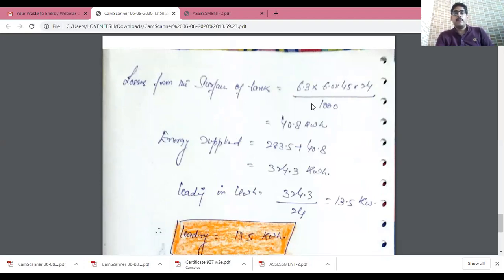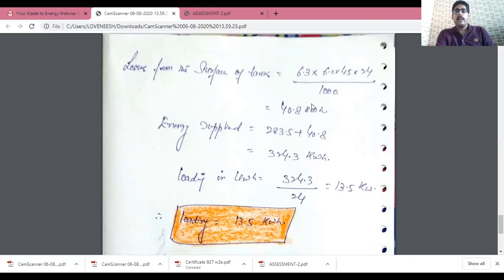Now, what is the input energy supplied? This will be equal to 283.5, as I have already discussed earlier, plus 40.8. So the input will be 324.3. If you calculate the loading, that means 324.3 divided by 24, so the loading will be 13.5 kW. This is the value we had to calculate. What is the loading input? The loading input will be equal to 13.5 kW.